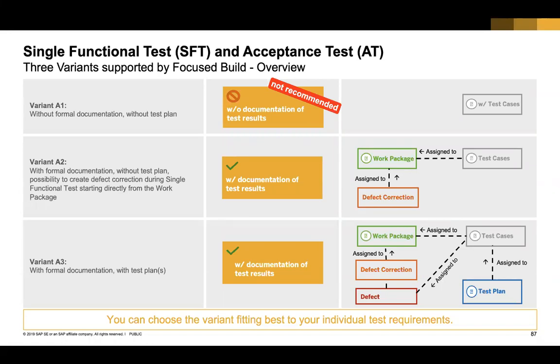The third variant is a more formal testing, where you create test plans, you assign them to testers, and so on and so forth. You have a much more structured way of running the test plan. That's the more formal way of running it, right? Of course, we recommend A3 and also at least A2, right? Definitely not variant A1, right?